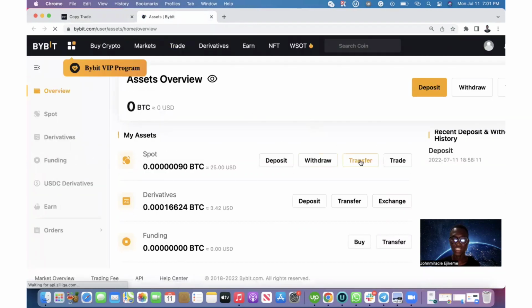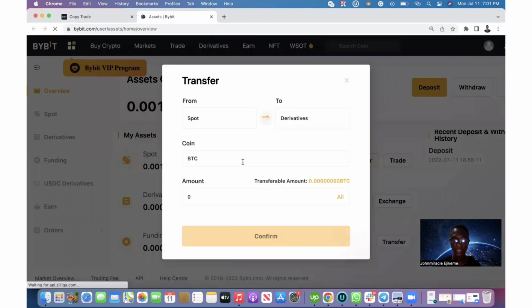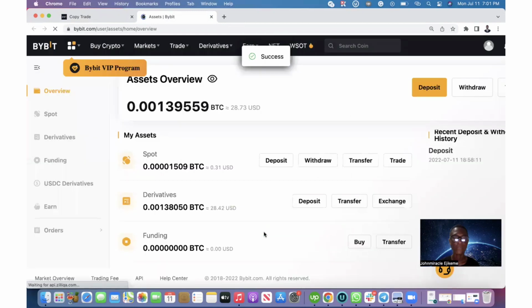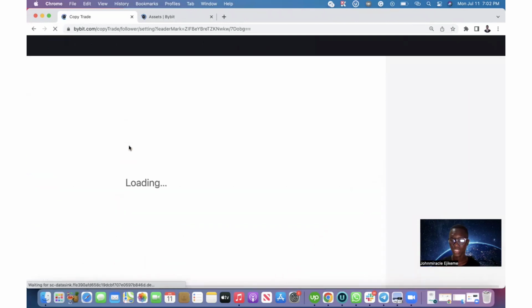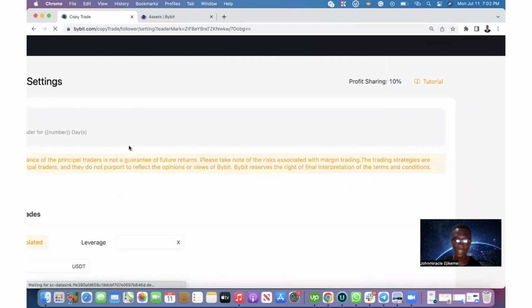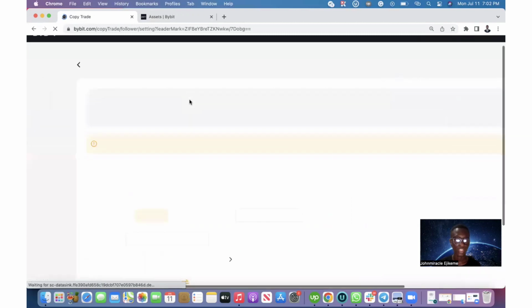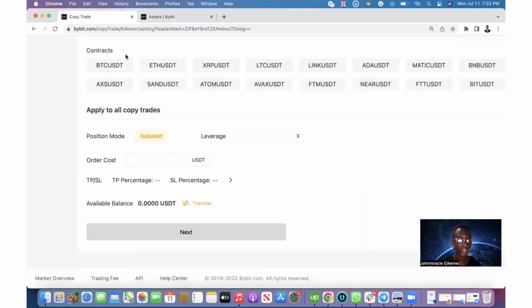I'll come here, and you can see the money is in my account. I'll click on transfer, then click on the coin which I have, which is USDT. I click on all, which is $25, and then click on transfer. So I'm transferring the $25 from my spot wallet to my derivatives or futures wallet. When I click on confirm, that means I've transferred the money to my trading wallet. Then I'll go back and refresh so that it reflects that I have funded my trading account, so I can have the chance to copy other traders. Okay, let's wait for the refresh and see.